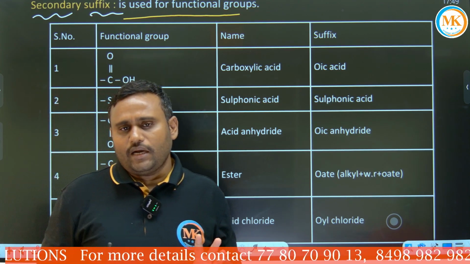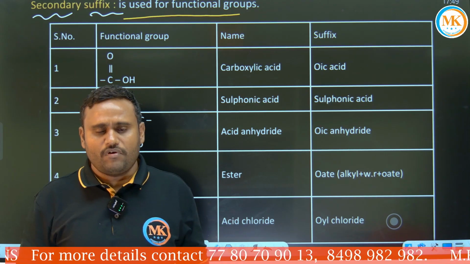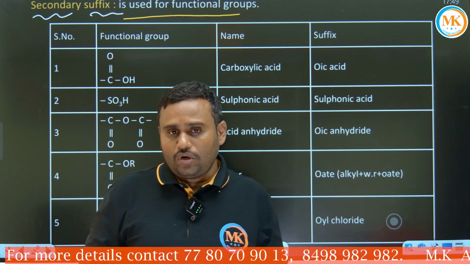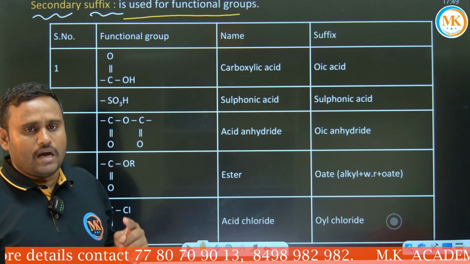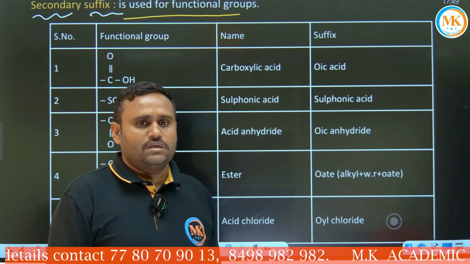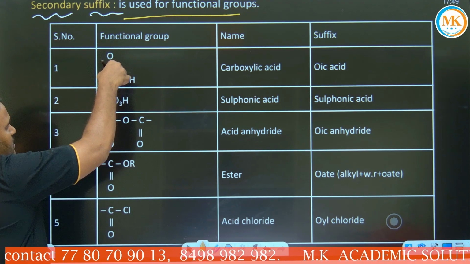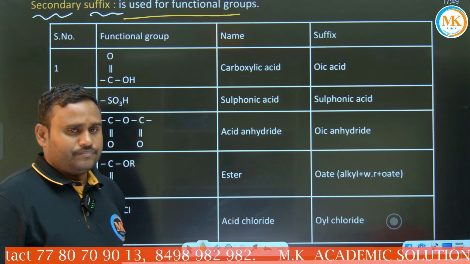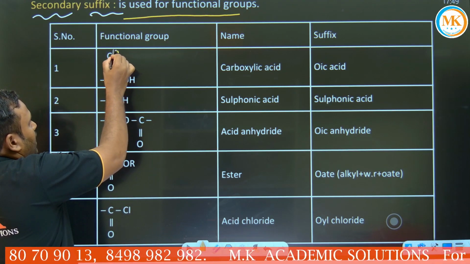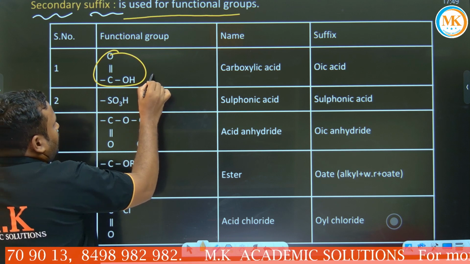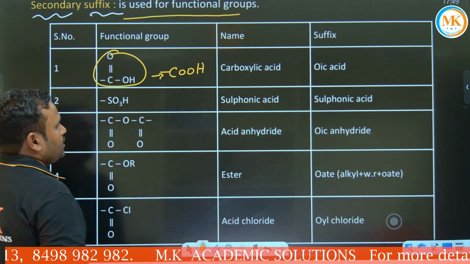The most active part in an organic compound is called a functional group, or the total chemical properties of an organic compound depend on an atom or group of atoms. That is called a functional group. So here there are various functional groups with different atom combinations. For example, C double bond O, OH, so it is also COOH.